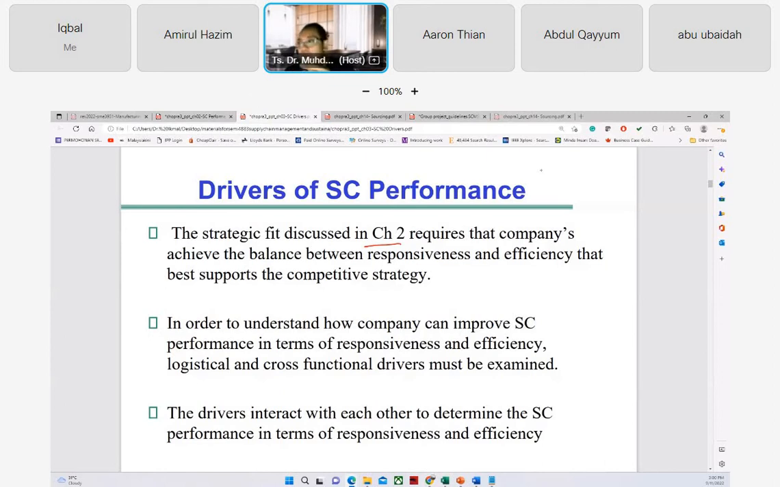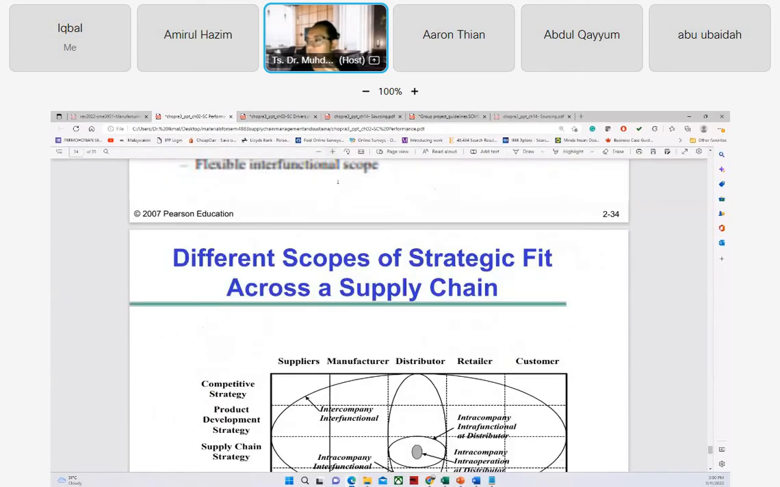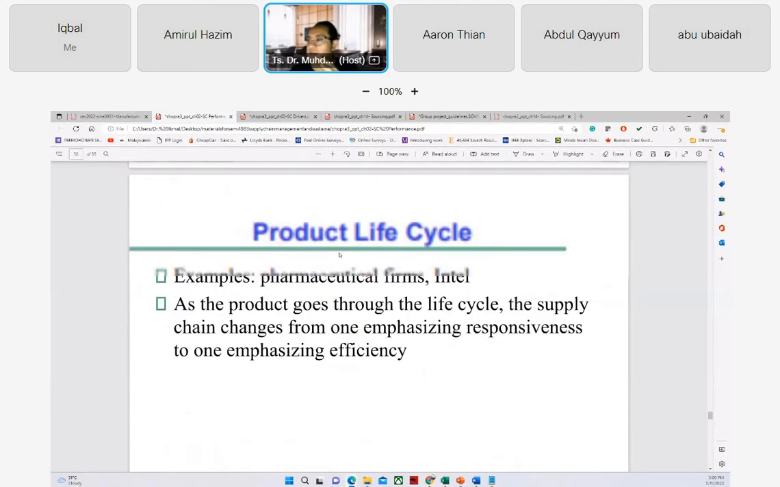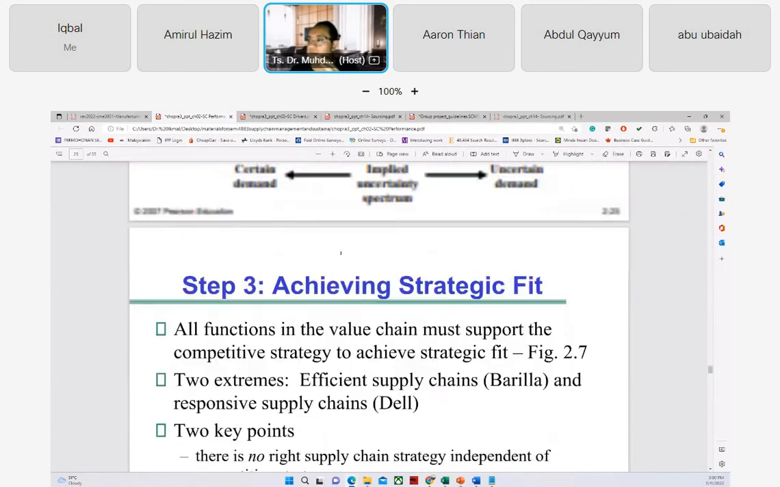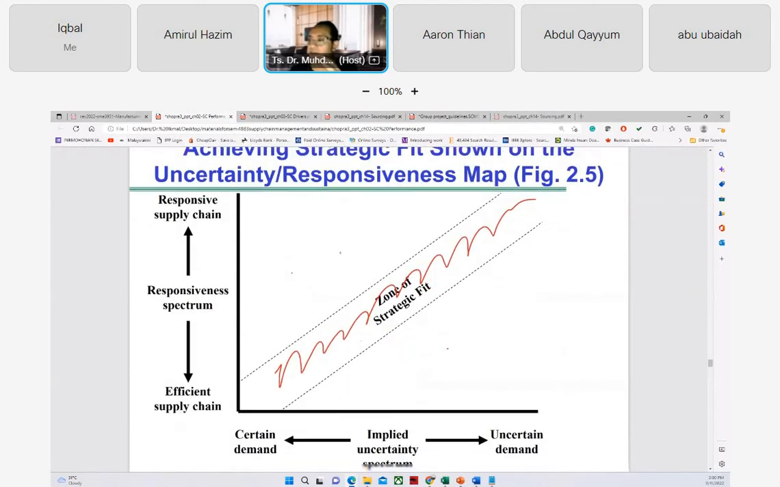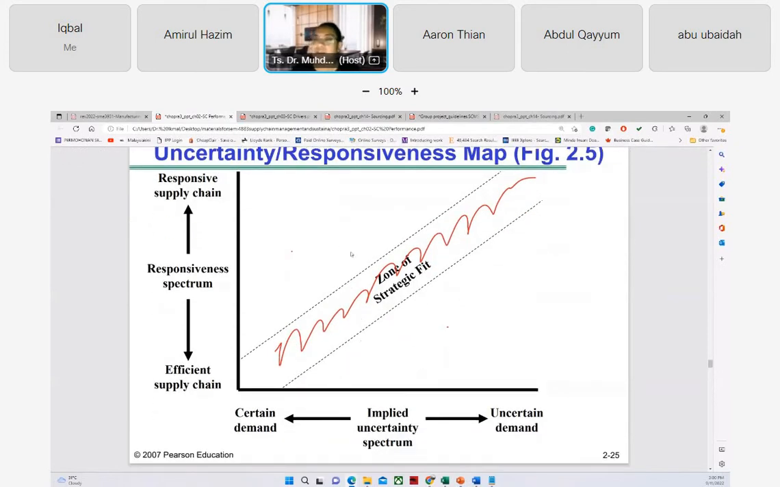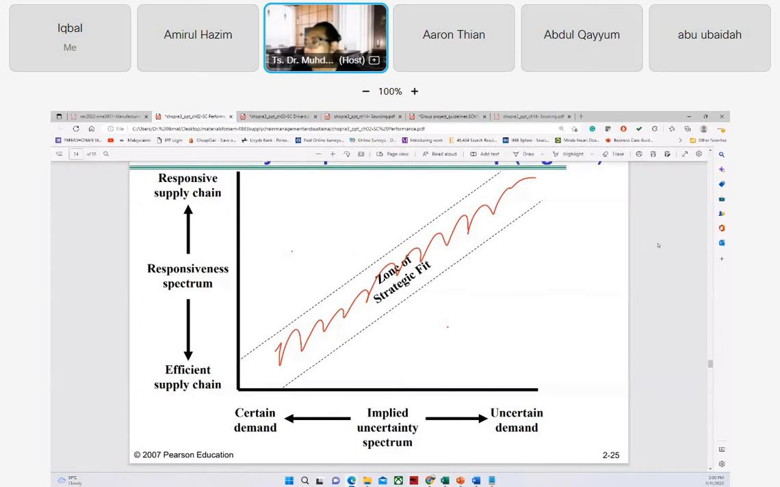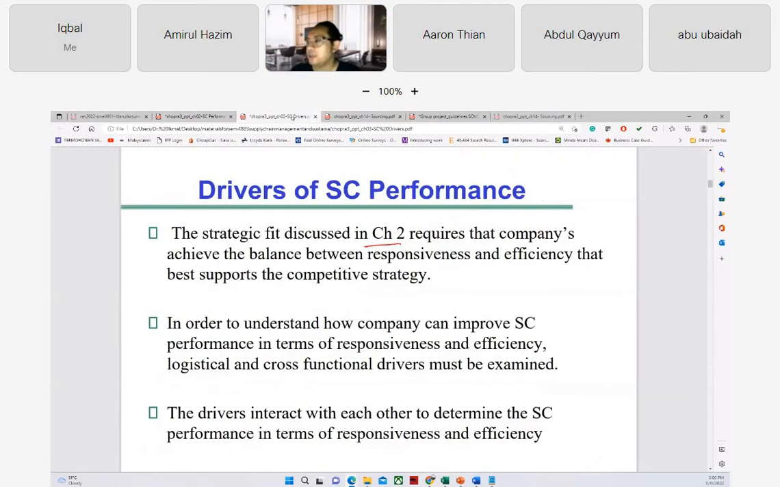So that's why you have to put your companies in this region, the zone of strategic fit. Try to make sure that you manage it so that it is balanced, right? Balance between responsiveness and efficiency.